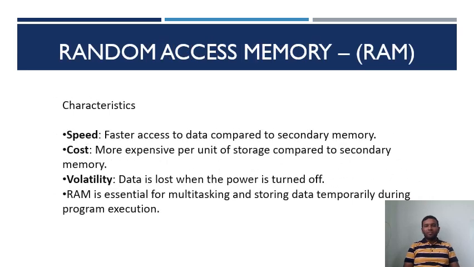Random access memory, which is RAM. The characteristics of random access memory are: speed, faster access to data compared to secondary memory; cost, more expensive per unit of storage compared to secondary memory; volatility, data is lost when the power is turned off. RAM is essential for multitasking and storing data temporarily during program execution. This is about random access memory.